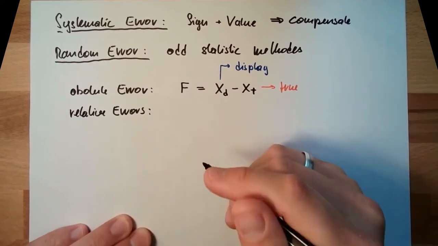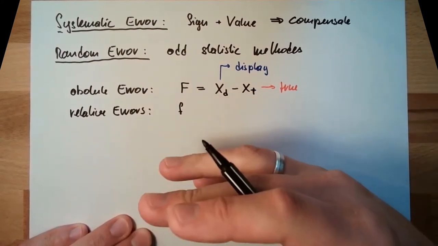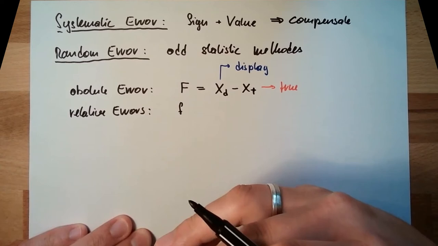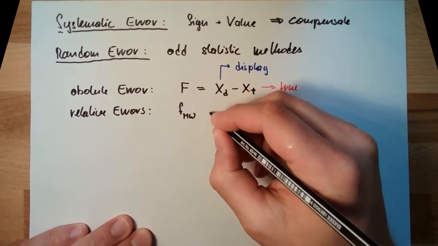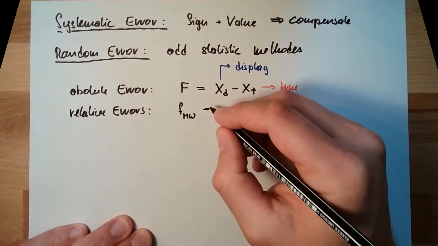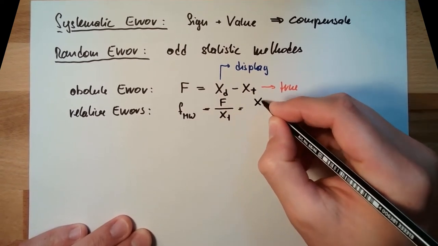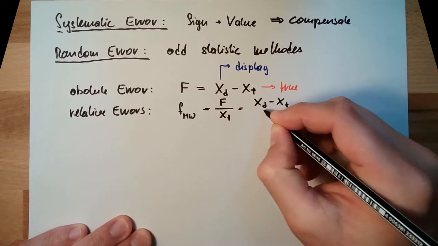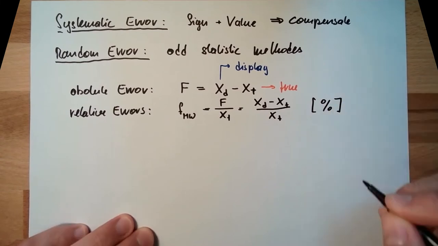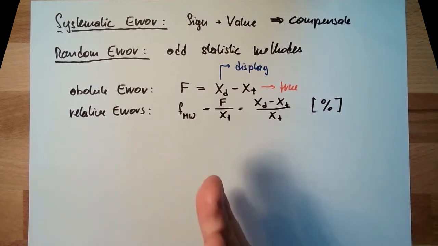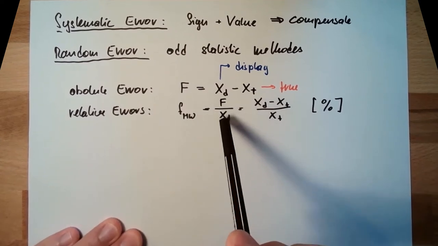There are two possibilities. One is the relative error relative to the actual, to the real value. This is the absolute error divided by the true value. So this is displayed value minus true value divided by true value, and this is given in percent. So this says, how many percent failure do we have relative to the true value?